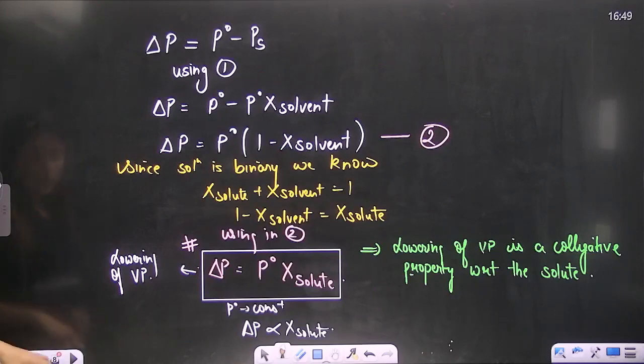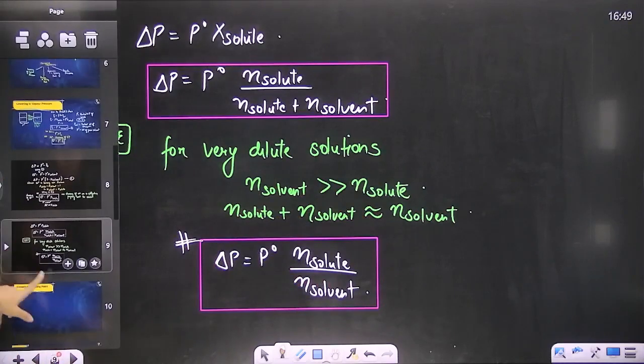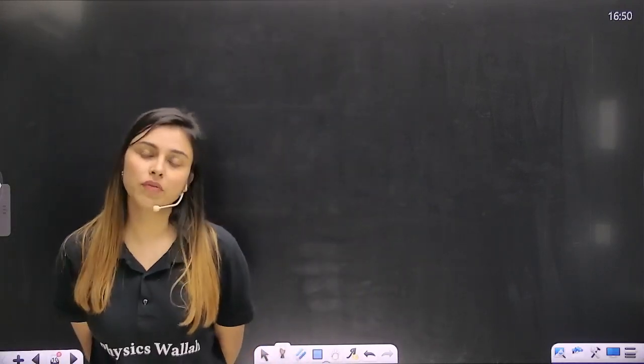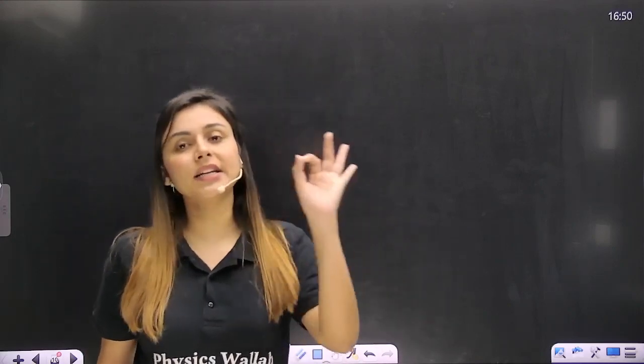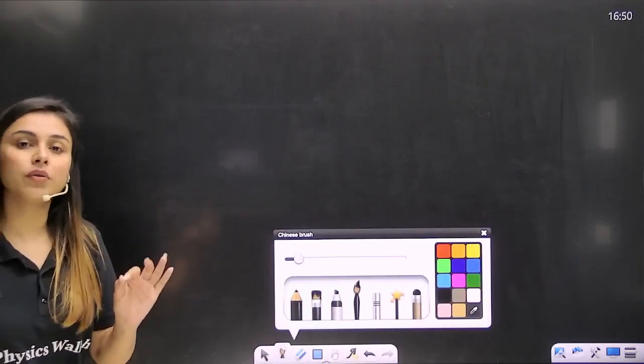Let's move forward. I hope you've written this. Perfect. Now, after this, what are we going to do? Now, my dear students, we have discussed lowering of vapor pressure. Now we are going to discuss one little more thing, which is relative lowering of vapor pressure. Okay, it is also not complicated. It is very easy, my dear students. It is relative lowering of vapor pressure.